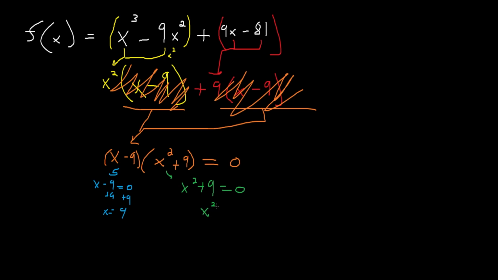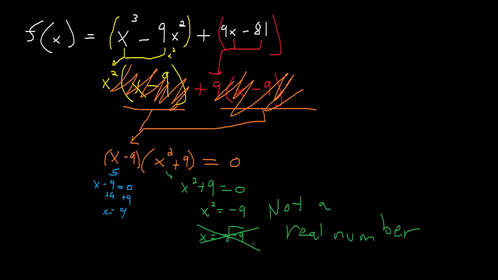That would mean x squared equals a negative 9. Okay, so this is the point where we can't really get any zeros out of this, because if we do the square root of both sides, we get x equals the square root of negative 9, and that is not a real number. So we're going to say not a real number.